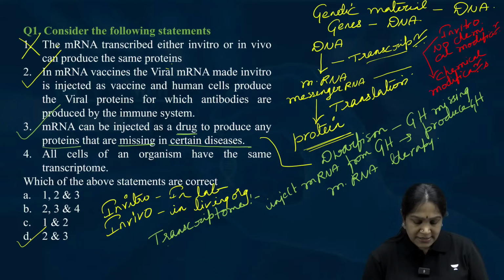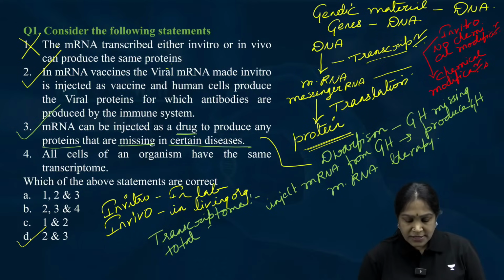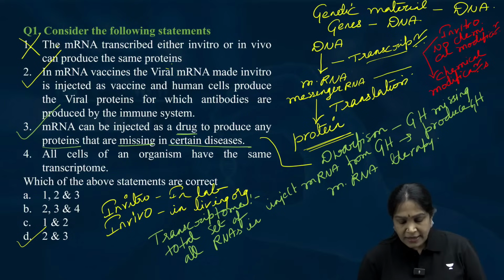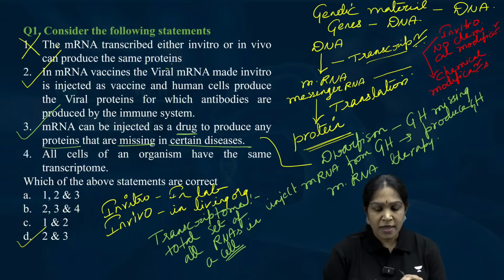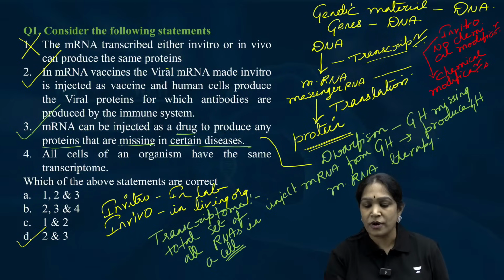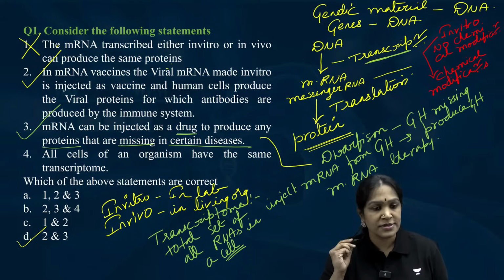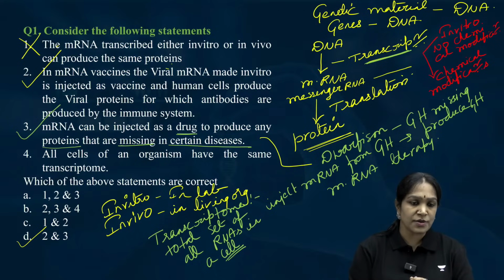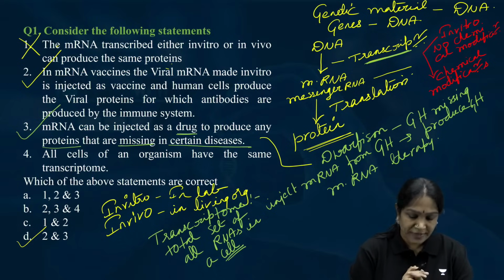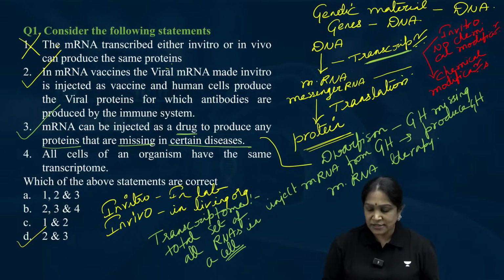It is the total set of all RNAs in a cell. The total set of all RNAs in a cell is called the transcriptome. Why the word transcriptome? Because RNA is produced by a process called transcription. So the total set of RNAs is called a transcriptome. Is it clear?